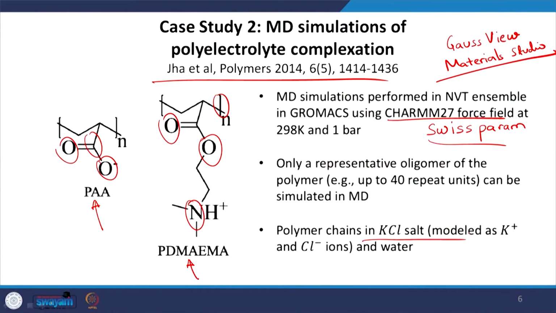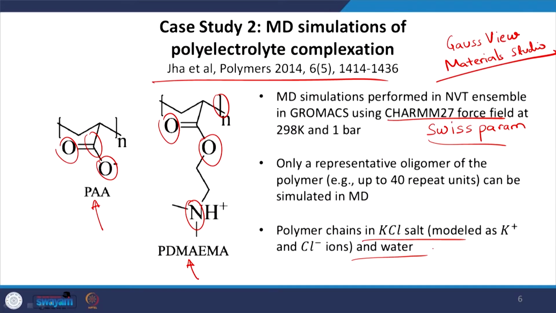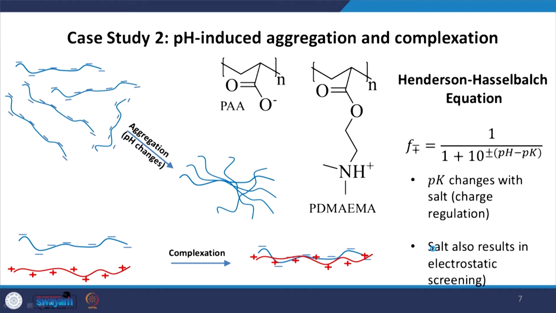Now, these polymer chains are in a salt solution, that is a KCl salt. So, clearly the salt will be present as potassium ions and chloride ions, and the solvent is water. So, the basic physics that happens in this particular problem is the following. Both PAA and PDMAEMA are pH responsive polymers. What this means is the charge on these polymers actually changes as pH changes.